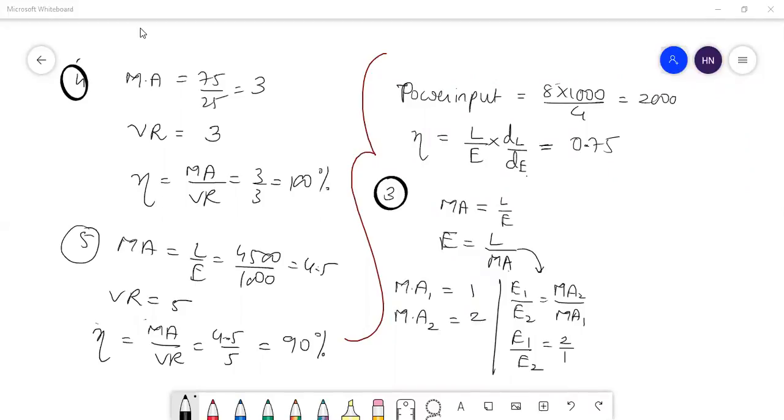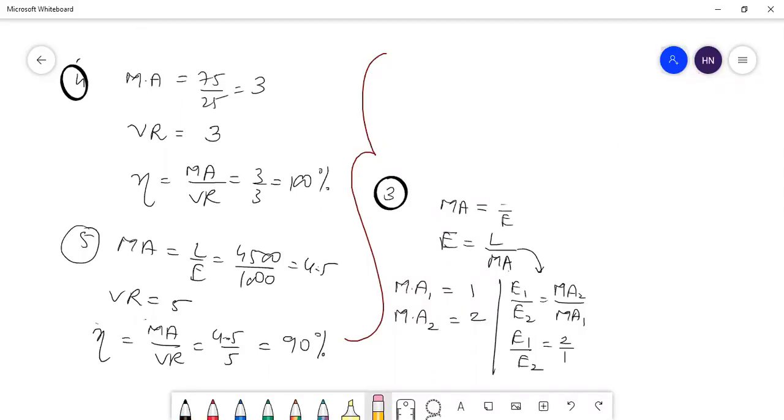Ananya? Yes, sir. In the sixth one, sir, the velocity ratio is 3 and the efficiency is 80%, so we can take it as 0.8. Then mechanical advantage is equal to VR into efficiency, so it will be 3 into 0.8, which is 2.4. And then MA is equal to load by effort, so we can find the effort. Effort is equal to 300 by 2.4, which is 125 newtons.